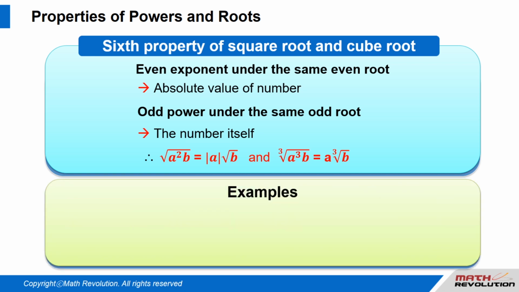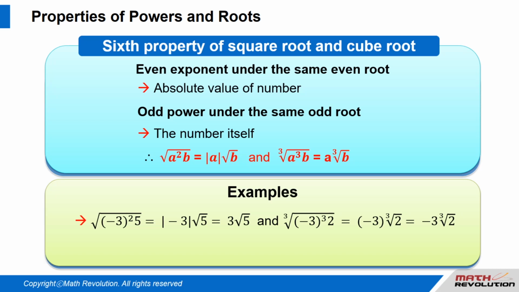For example, square root of (negative 3) squared times 5 is equal to modulus of negative 3 times square root of 5 equals 3 times the square root of 5. And cube root of (negative 3) cubed times 2 equals negative 3 times the cube root of 2.